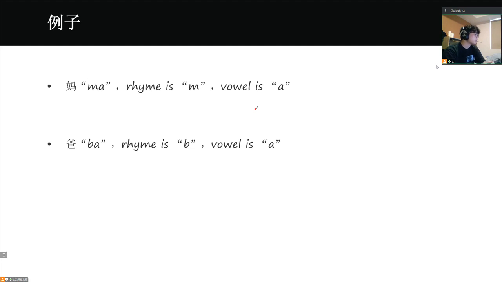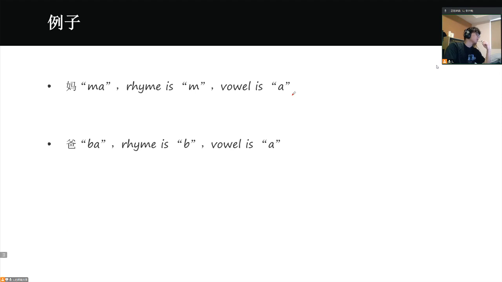Next is a direct example. First, we say the word mother as ma in Chinese. In this word, the initial is m and the final is a. And the next word is ba, which means father. In this word ba, the initial is b and the final is a. Do you understand it? Yeah.